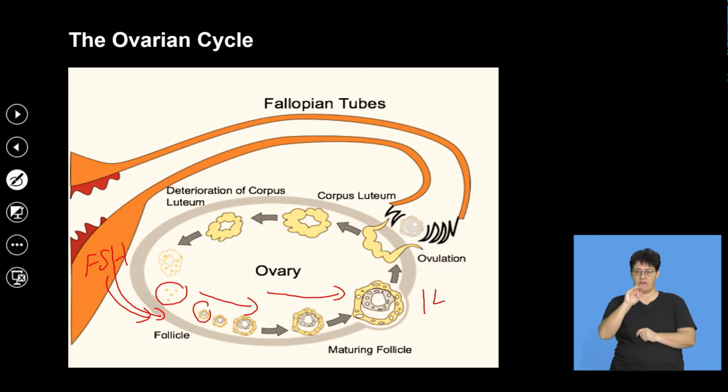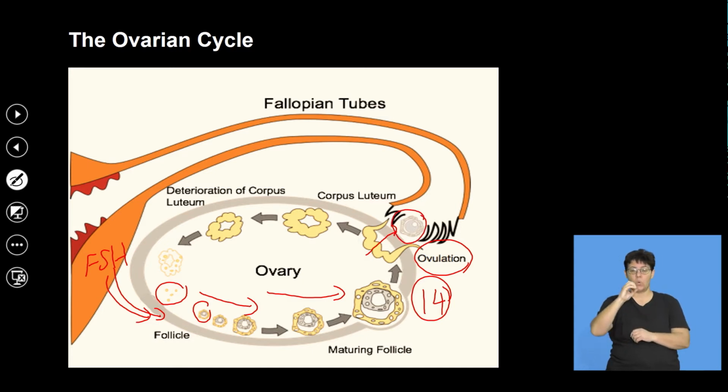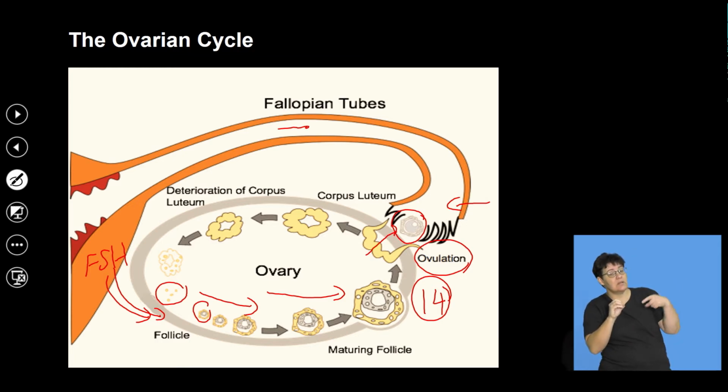Around day 14, guys, the process of ovulation occurs, and that essentially points to the release of an oocyte. And that oocyte then enters the structure called the fallopian tube, in anticipation of a sperm cell that may potentially be available for fertilization.